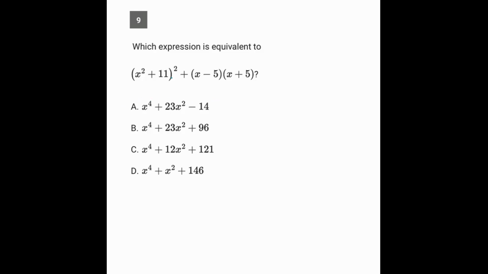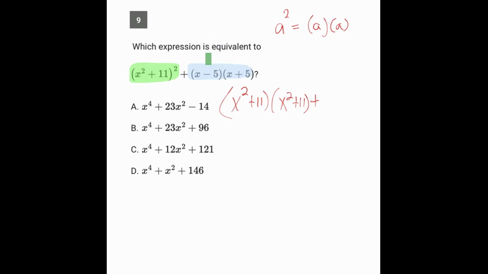Here, we're just simplifying this situation. The most common mistake here would be to say that this is the first thing squared plus the second thing squared. But if you're squaring something, for instance, a squared, that means I'm multiplying a by a. So for this green thing, I'm actually multiplying x squared plus 11 times x squared plus 11, and then we'll be FOILing. Plus the blue one, which we can start FOILing right now.